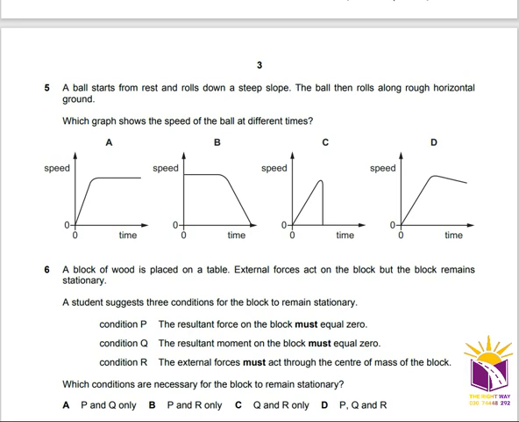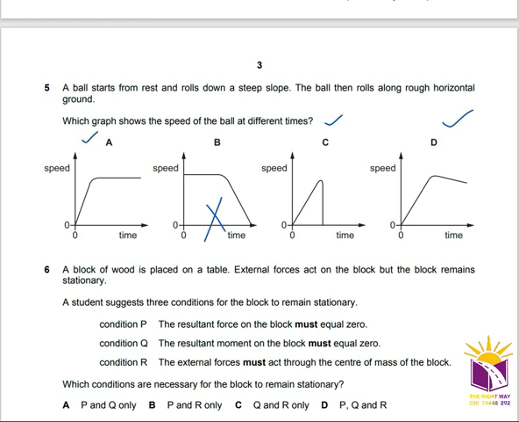A ball starts from rest and rolls down a steep slope. The ball then rolls along rough horizontal ground. Which graph shows the speed of the ball at different times? First of all, I know that if it is rolling down the slope, its speed is going to increase. So B is wrong. It could be C, it could be D, and it could be A.